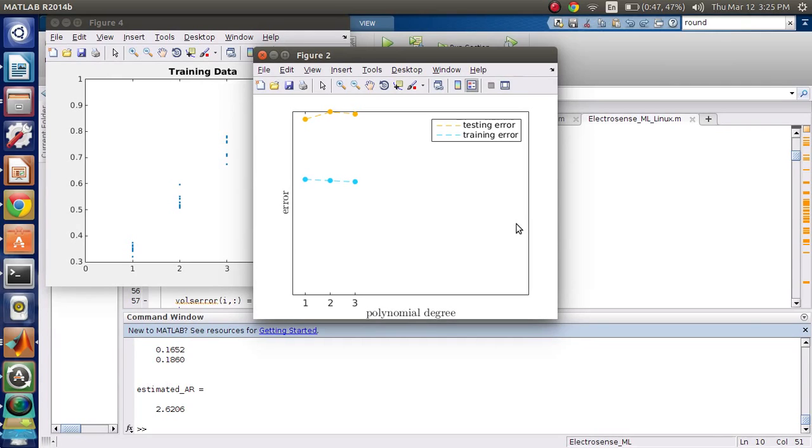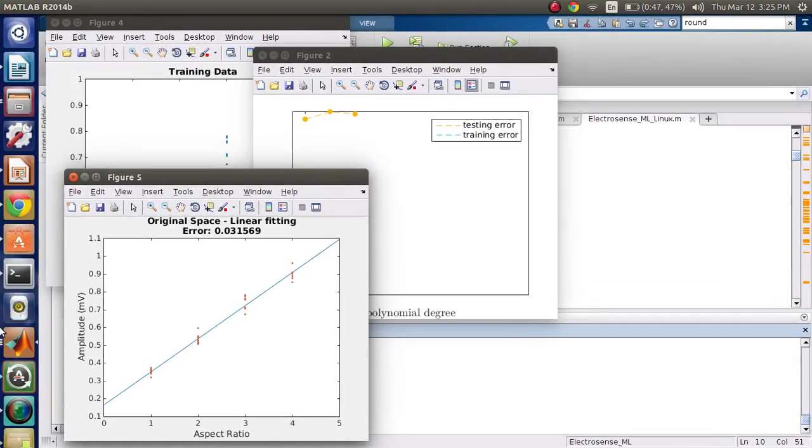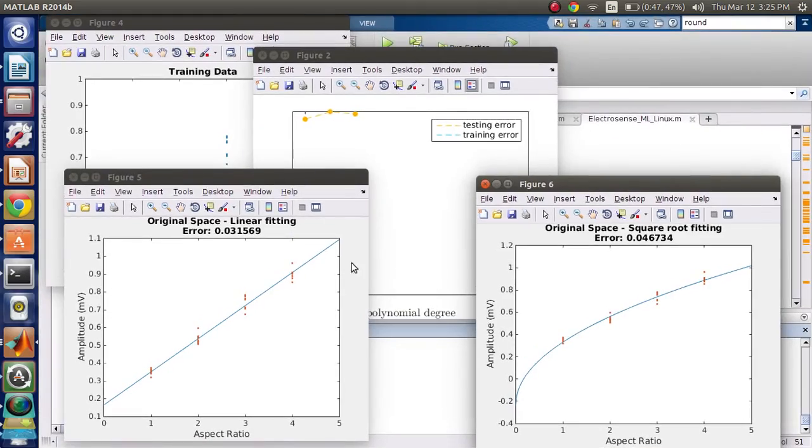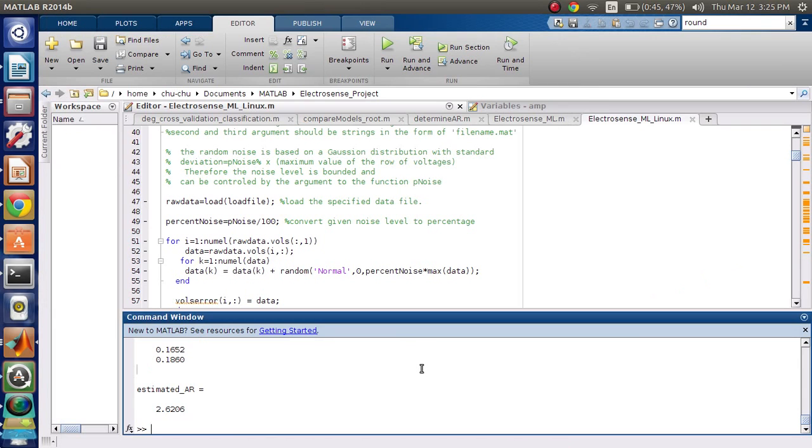We also compared this to a least squares fit to the square root. From figures 5 and 6, you can see that the linear model still performed better based on total squared error. We tested this linear model generated with the data from aspect ratios 1, 2, 3, and 4 with an unknown aspect ratio. The model predicted that the aspect ratio was 2.6, and it was in fact 2.5, so it was able to predict the aspect ratio within an accuracy of 5%.